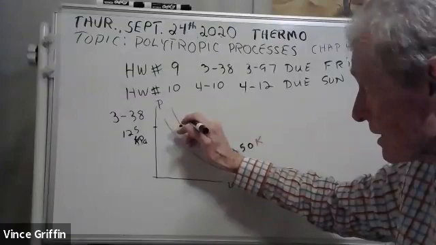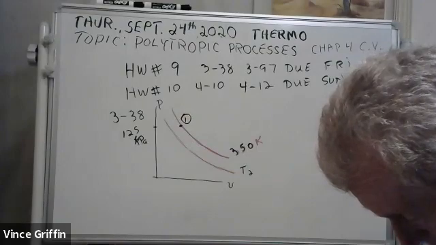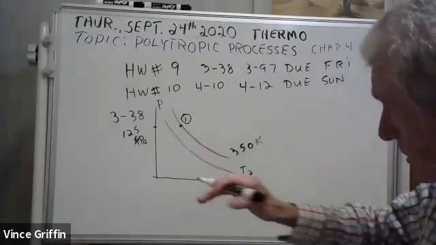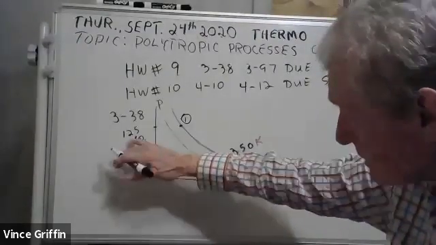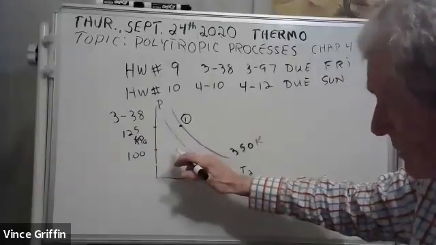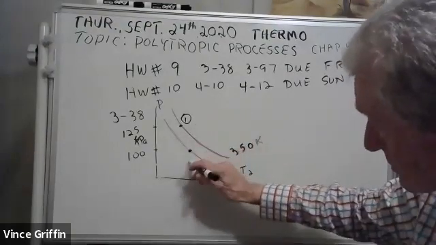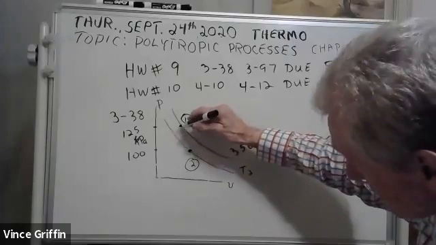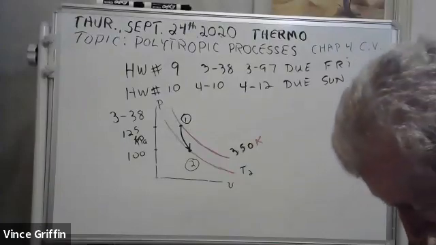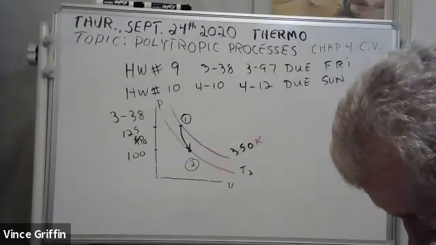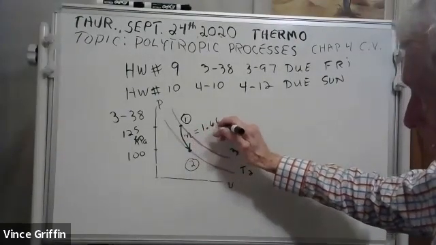Now it starts off at 350 K and 125 kilopascal. So you're right here, state one. And you expand to 100 kilopascals. Well, see, 100 kilopascals, that's smaller than 125. 125 is bigger than 100. So you're right here. And so that's state two. And there you go. There's your process. And the polytropic constant is 1.667.